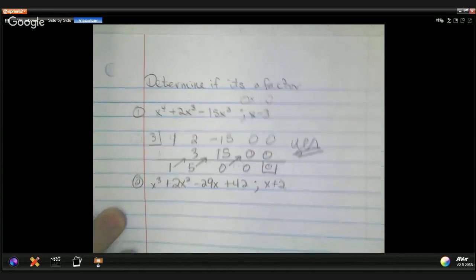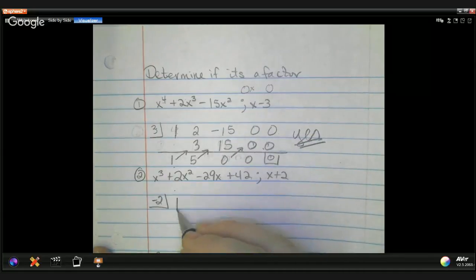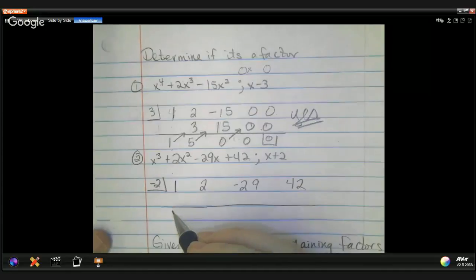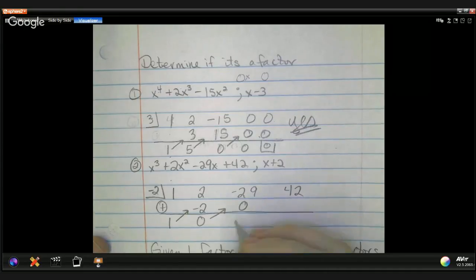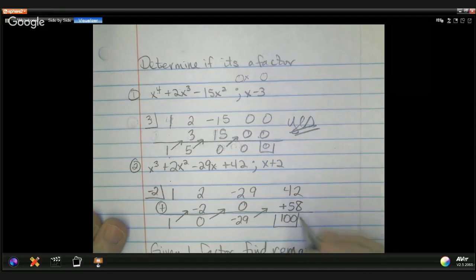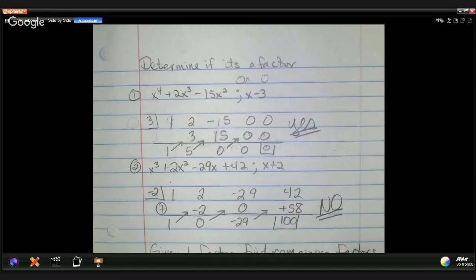All right, for number 2, you should have started off by putting negative 2 in the box. And it goes from 3 to 2 to 1 to none, so that's good. So it's 1, 2, negative 29, and 42. So 1 plus 0 is 1. Multiplied by what's in the box is negative 2. 2 minus 2 is 0. Multiplied by what's in the box is still 0. Negative 29. Multiplied by what's in the box, positive 58. And 42 plus 58 is 110, or it's actually just 100. I'm off today with my math. So this is a remainder of 100, which means this is not a factor. So again, when you're determining if something's a factor, you use synthetic division, and if you get a remainder, it's not a factor.